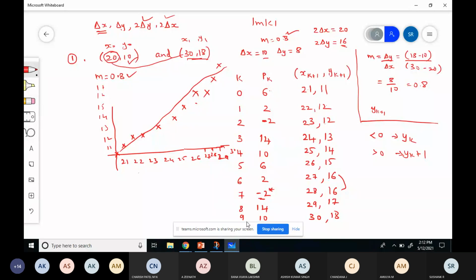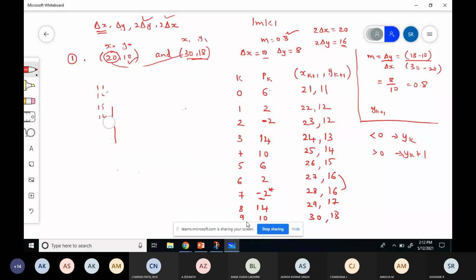If you want to remember, so that you don't miss the calculations or get confused, how do you check this? One thing is, you know that the k value will start from 0, based on delta x. If it is 10, you start writing k as 0 1 2 3 4 5 6 7 8 9. After this, pk you have to calculate. Then x of k plus 1, y of k plus 1.